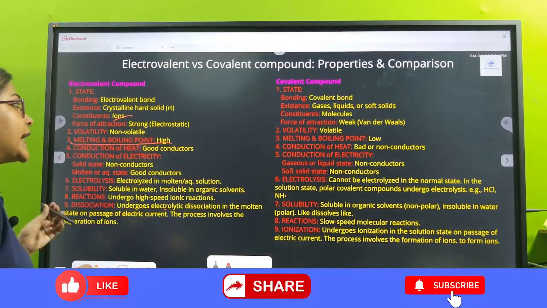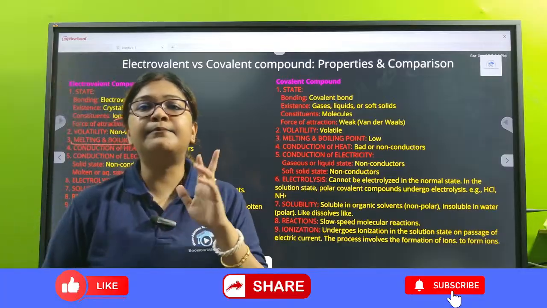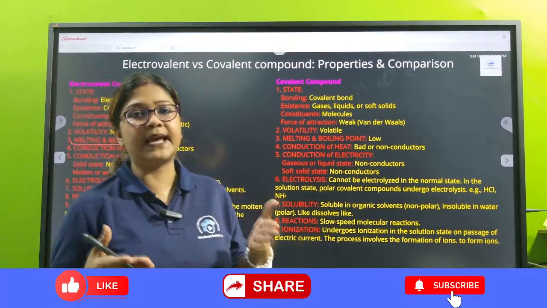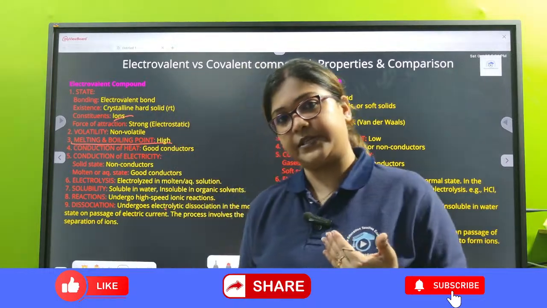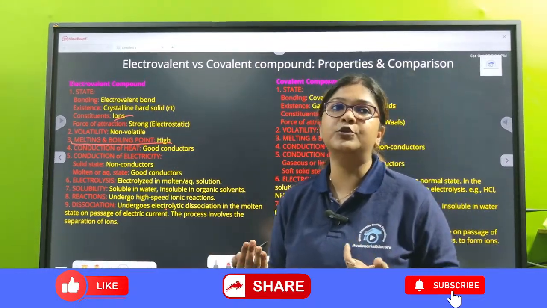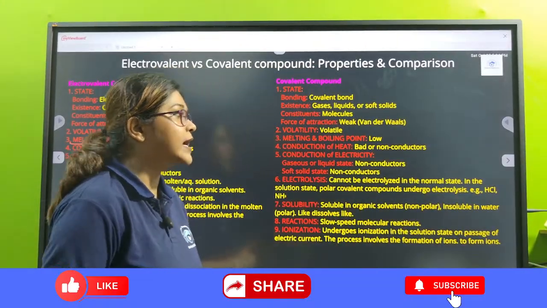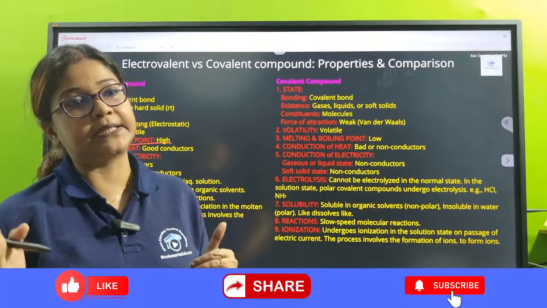Next is conduction of heat. Metals, we all know, are good conductors of heat. So, electrovalent compounds are usually good conductors of heat, whereas covalent compounds are bad or non-conductors of heat.